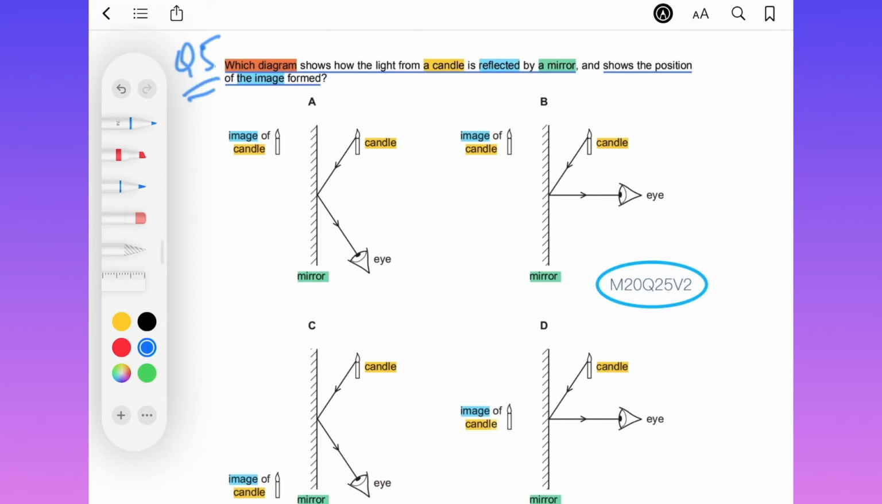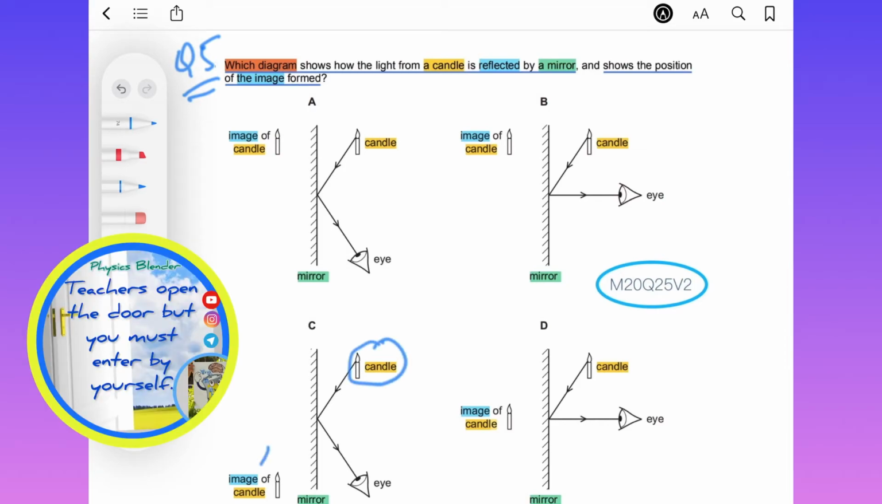Okay, which diagram shows how the light from a candle is reflected? Number 1, please, you have to just locate the position of the image. You know, the image is located behind the mirror at equal distance. So here you have the object, and the image is not in front of the object. Here the image is not in front of the object, so you have to exclude it. So you have to choose between A and B.